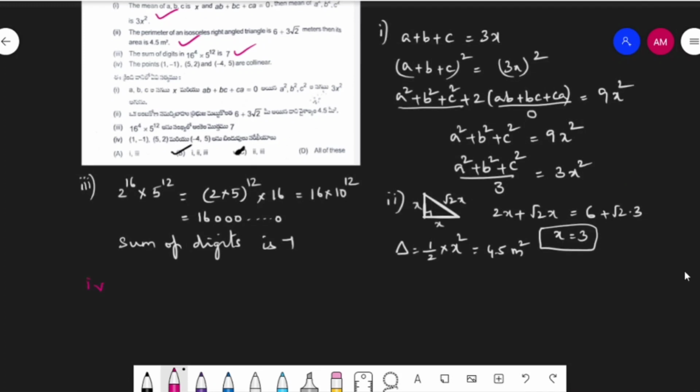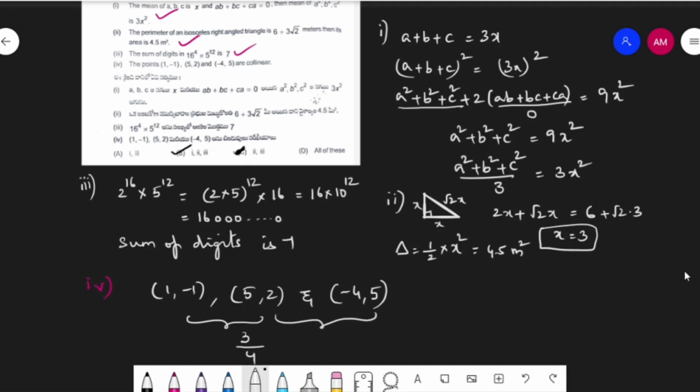Fourth one. So what are the points we have? 1, comma, minus 1, 5, comma, 2 and minus 4, comma, 5. So check the slope of this. 5 minus of minus 1. Sorry, 2 minus of minus 1. 2 plus 1 is 3. Divided by 5 minus 1 is 4.